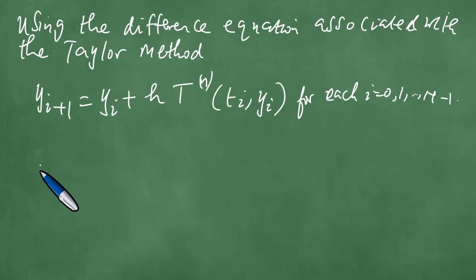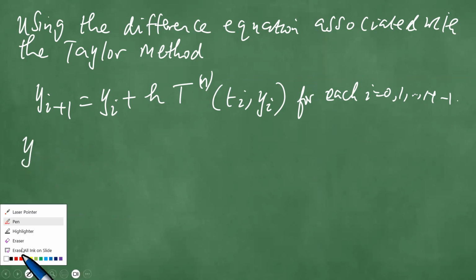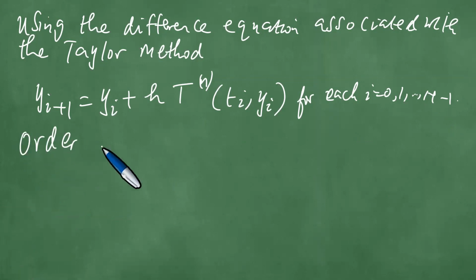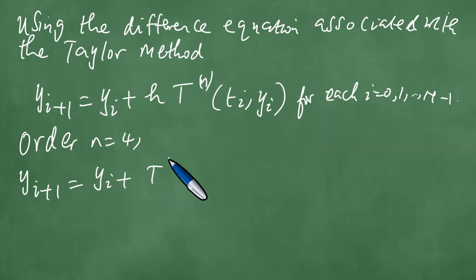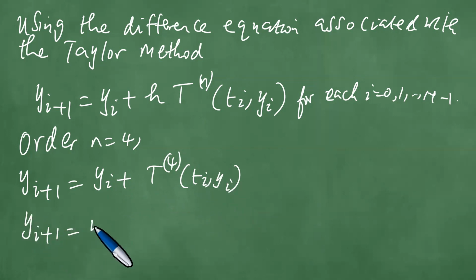So quickly let us get what needs to be done here. It's substitution. As said, I'm just going to mention here in writing order n equals 4, order 4. So if you have order 4, it therefore means that you have yi+1 is yi plus h T4(ti, yi), and then you have yi+1 equals yi plus, there's h here.